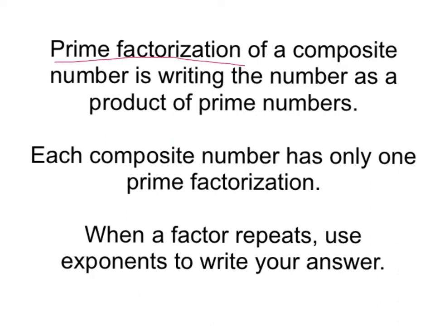Prime factorization of a composite number is writing the number as a product of prime numbers. That means just breaking it down until you can't break it down any further. Each composite number has only one prime factorization. And when you're doing the prime factorizations, when a factor repeats, use exponents to write your answer.